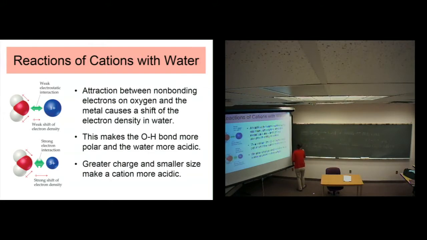All right, so those are our 4 possibilities. We'd be able to pick out which anions have no effect and which anions are going to make the solution basic, right? Okay, questions about that?